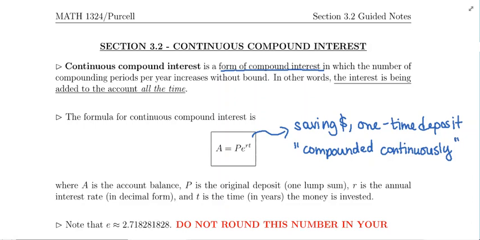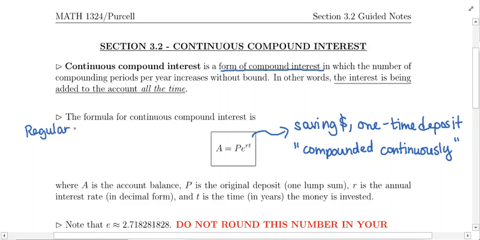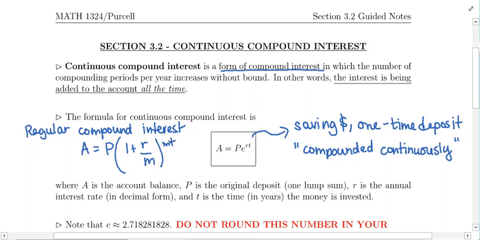With this formula, the variables A, P, r, and t have the same meaning that they do in regular compound interest. Let me write this over here so that you can recall. For regular compound interest, here's the formula. It's this one. You would have an m value for regular compound interest. The A, the P, the r, and the t have the same meaning.